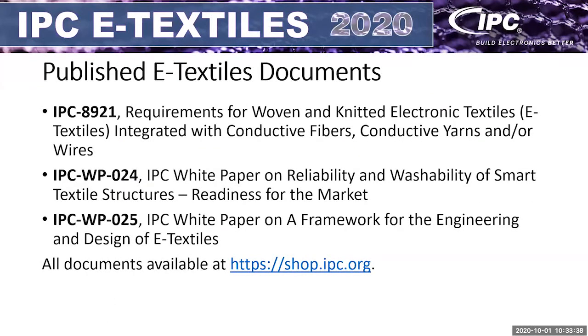Just a little bit before we get into things about our IPC eTextiles committee. This is a committee that is developing standards. They've also developed a couple of white papers as well. Right now, we have 3 documents that the committee has approved for publication. The first was the IPC 8921 standard. That's for woven and knitted e-textiles. That is available in the IPC bookstore, as well as 2 IPC white papers.